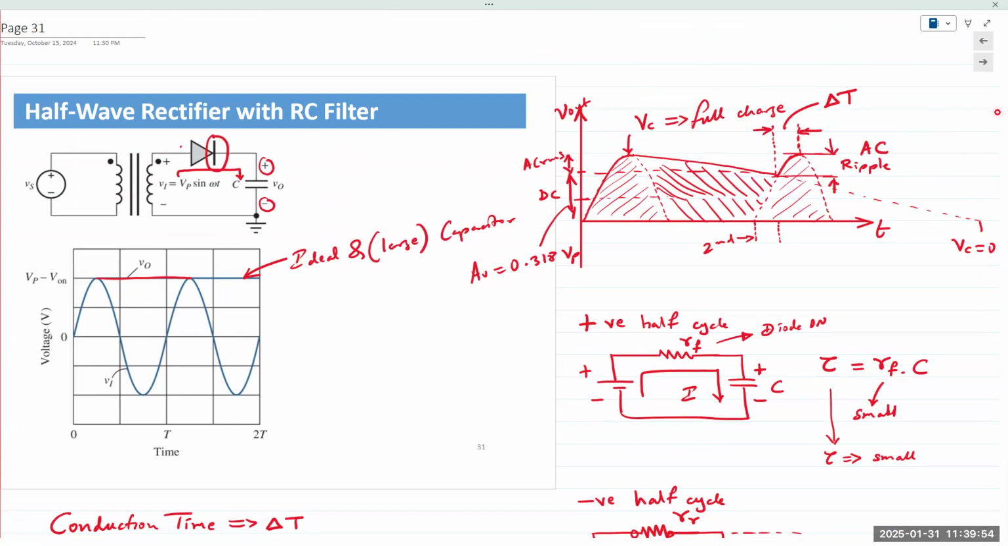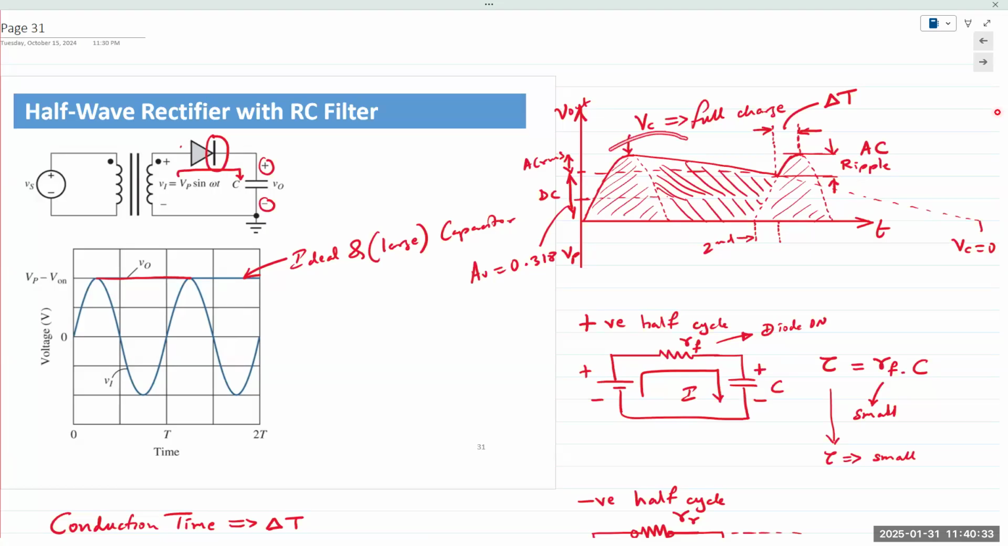So capacitor starts discharging. Eventually, if we just leave it alone, it is going to discharge all the way to 0. But before it can do that, right up to here, this point, the next positive half cycle arrives, capacitor starts charging again. So capacitor starts charging, then it begins to discharge. And before it can go all the way to 0, the next positive half cycle arrives and it starts charging again.